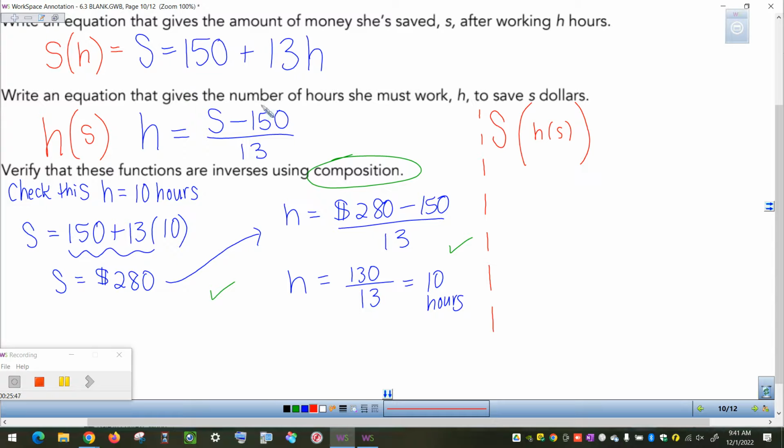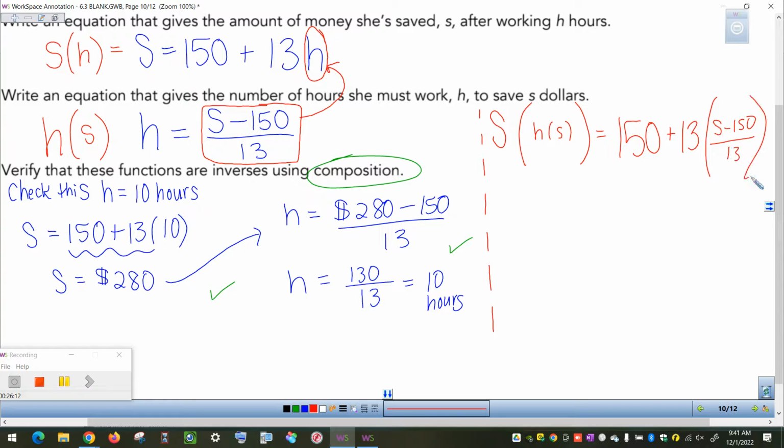So look at what happens here. This entire H function, S minus 150 divided by 13, that's going to get plugged in for H right here. So across the top here, instead of writing 150 plus 13H, I'm going to write 150 plus 13 with a big parenthesis, and I'm going to plug in the whole function for H, the S minus 150 over 13.